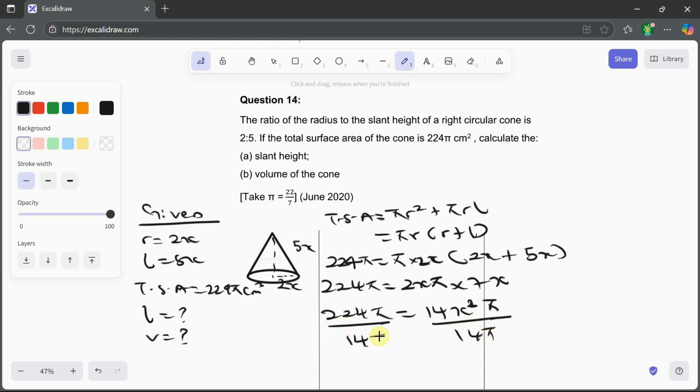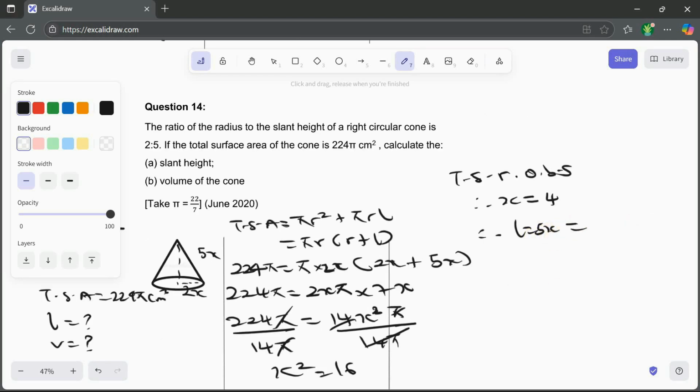So this 14 pi, pi will cancel pi, and 224 divided by 14 will give you 16. So your x squared is equal to 16, right? So therefore our x is equal to 4 if I take the square root of both sides. So therefore our L is 5x, which would now be equal to 5 times 4, which is 20 centimeter, right?